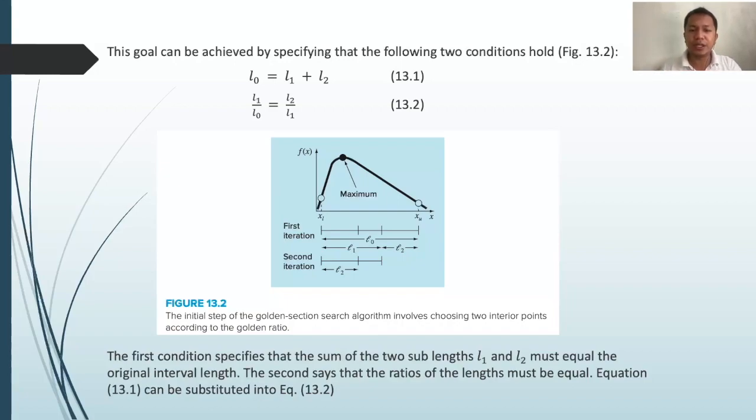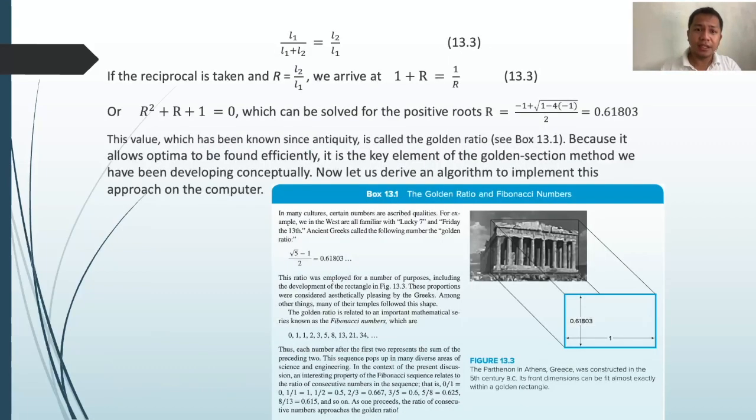So the first condition, that L0 is equal to L1 plus L2, is the sum of the two sublengths. The original length is L0 and its sublengths are L1 and L2. The second says that the ratios of the lengths must be equal. So the first equation can be substituted into the second equation, and this will give us this result: L1 over L1 plus L2 is equal to L2 over L1.